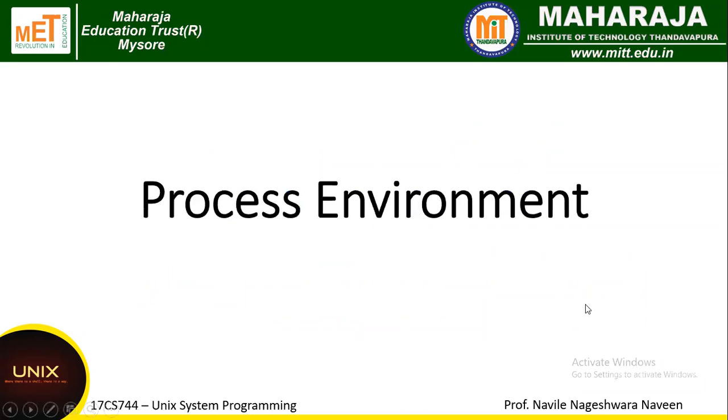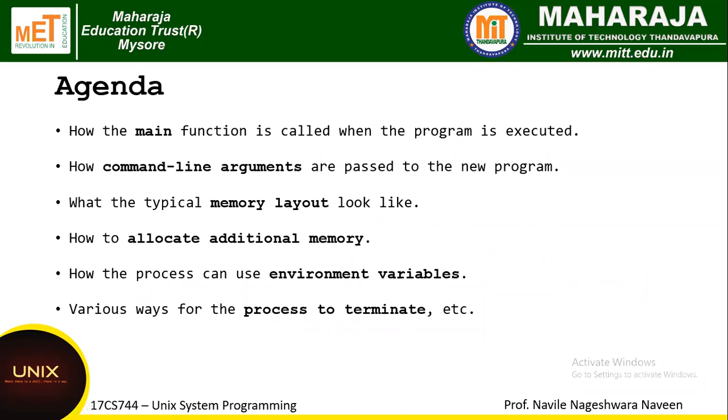We are going to understand and learn about how a main function is called when a program is executed, how command line arguments are passed to a new program, what the typical memory layout looks like, how to allocate additional memory, how the process can use environment variables, various ways for a process to terminate, and so on. These are all the important topics which we are going to cover under process control.